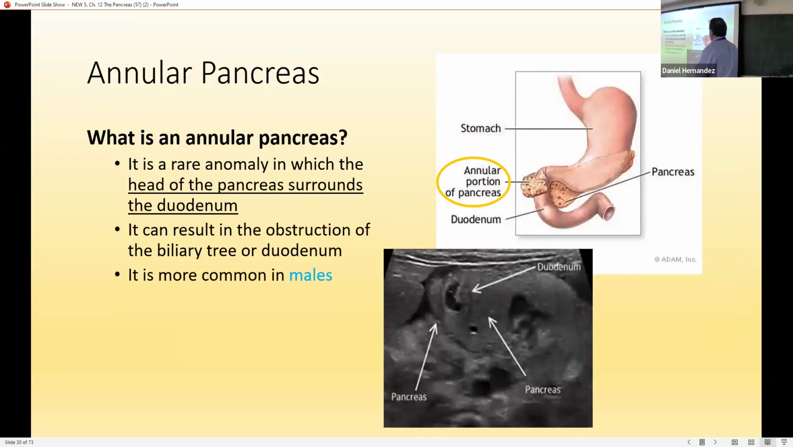Another congenital anomaly is annular pancreas. This is also a rare anomaly where the head of the pancreas grows around or surrounds the duodenum. So rather than just sitting typically here in the C-loop of that duodenum, some of the pancreatic tissue starts to grow and wrap around the duodenum. This is what's referred to as annular pancreas.